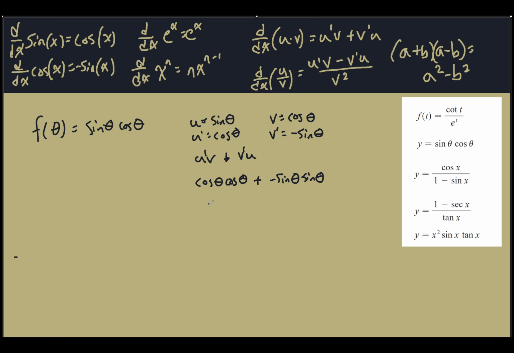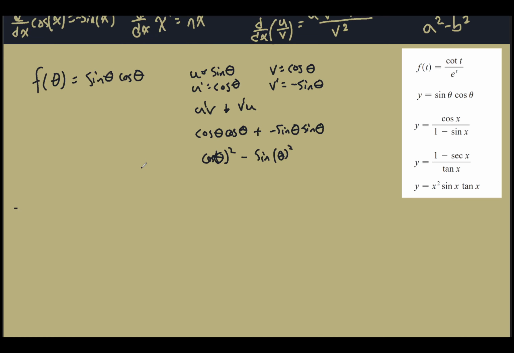So what do we have here? We have cosine theta squared minus sine theta squared. And this is close to the identity, right? Remember, we know that cosine squared plus sine squared equals 1. Well, if I subtract the sine away twice, this can become a minus. So I think we would get this.